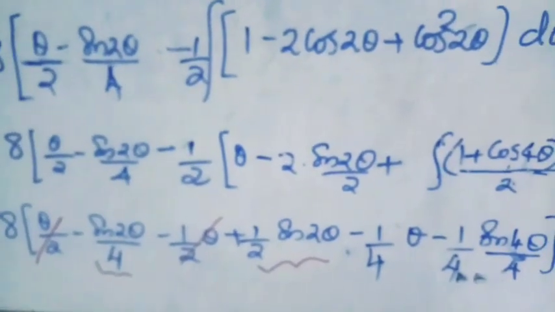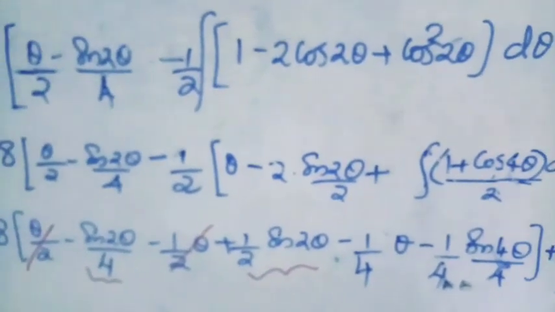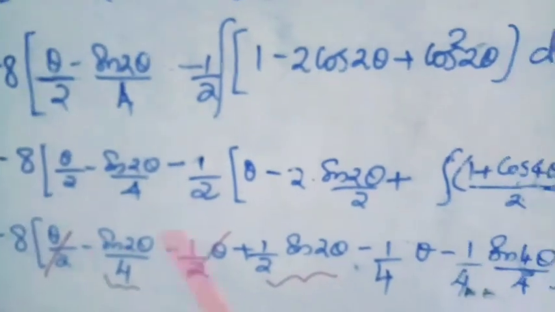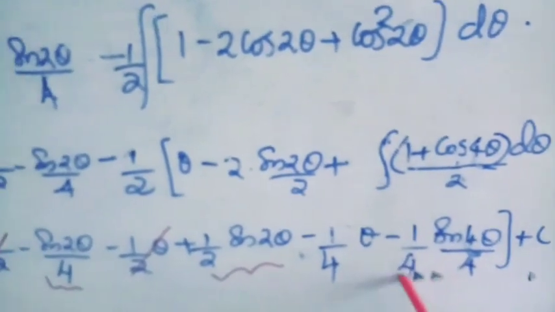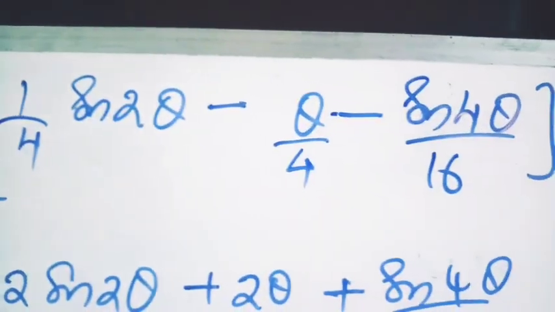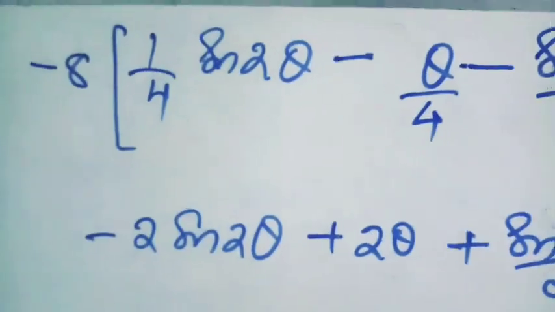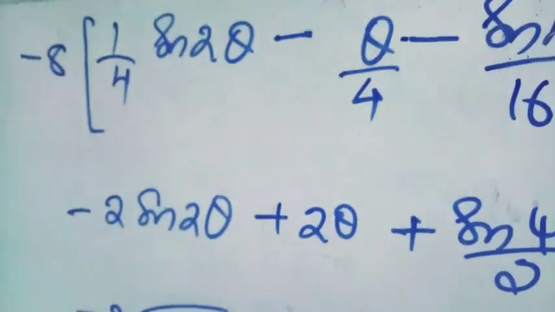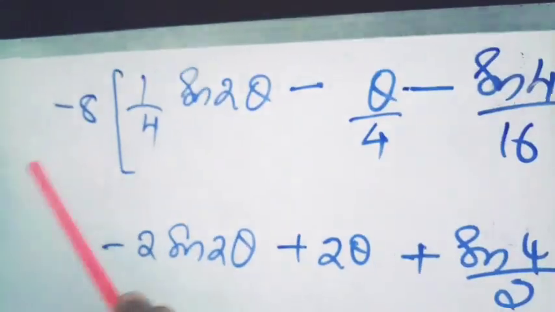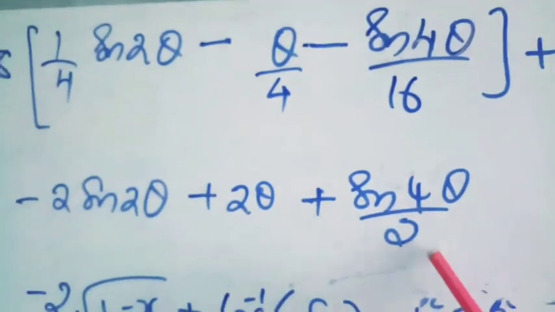Now simplifying, theta by 2 and theta by 2 cancel, sin 2 theta by 4 negative, sin 2 theta by 2 positive. We will get sin 2 theta by 4 positive and minus 1 by 4 theta and sin 4 theta divided by 16, that is minus 8 into sin 2 theta by 4 minus theta by 4 plus sin 4 theta by 16. Multiply minus 8 inside the bracket, you will get minus 2 sin 2 theta, and minus into minus plus 2 theta, minus 8 into 4, cancelled, and we will get 2 theta and sin 4 theta by 2.